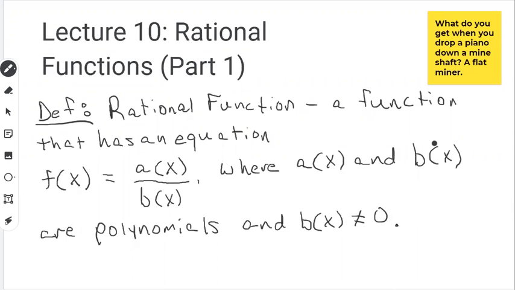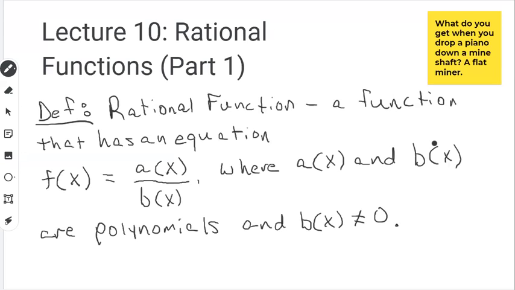So what a rational function is, it's basically a function that can be graphed on an xy plane. It has the equation f of x equals a of x over b of x, where a of x and b of x are polynomials, and b of x cannot be equal to 0.